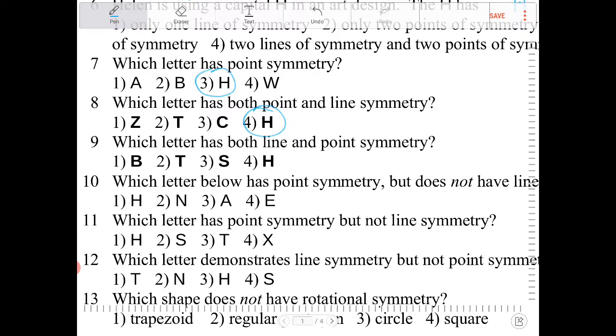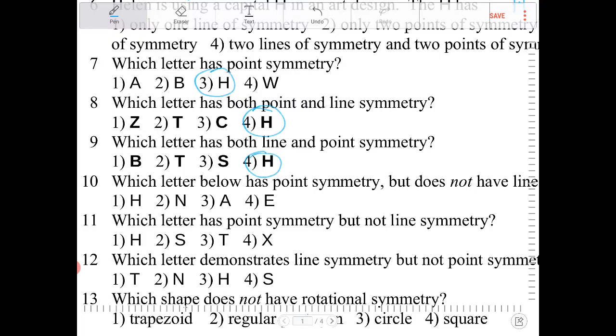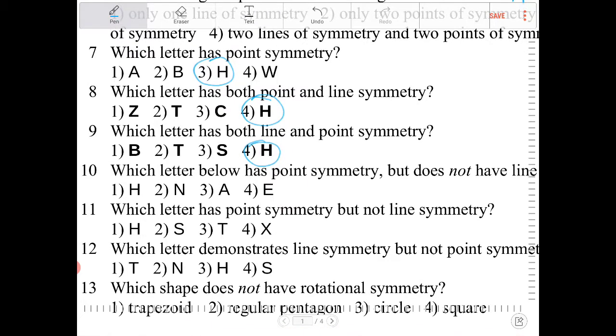Which letter has both line and point symmetry? It's the same question. So H. Yeah, I don't know what happened there. I don't know why it repeated itself like that.